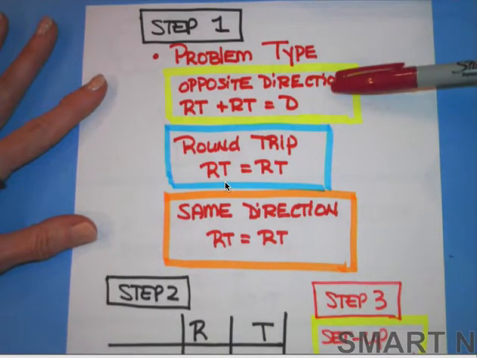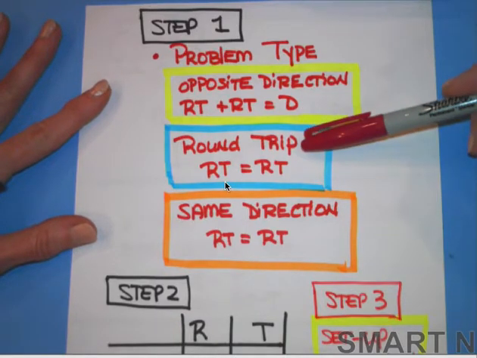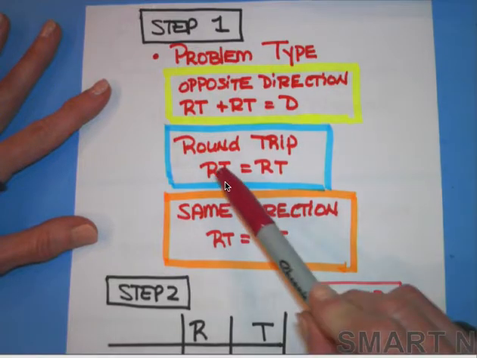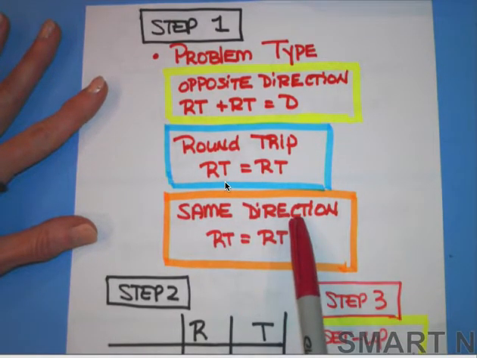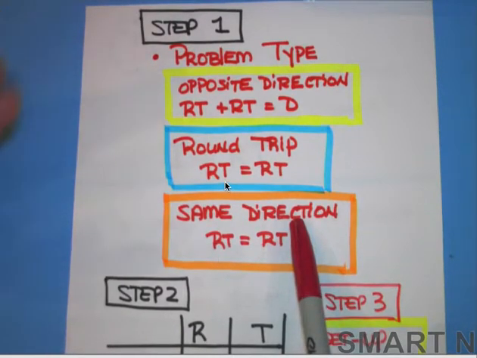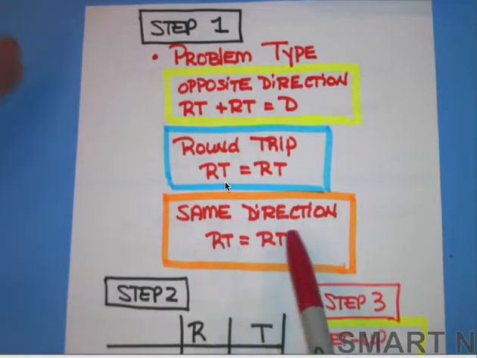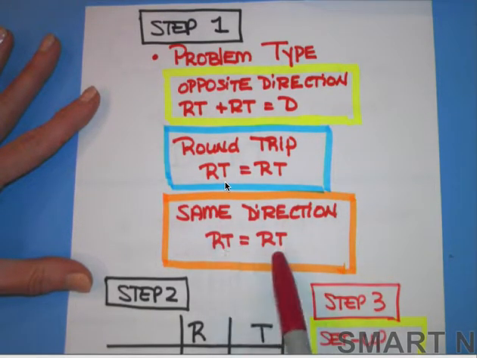Is it an opposite direction? If so, this is your equation setup. Is it a round trip problem? If so, then this is your equation setup. Or is it a same direction, a catch-up problem? One car leaves early, one car leaves late, traveling at different rates. When does the fast car catch up with the slow car? That's your same direction scenario, and this is your equation setup.